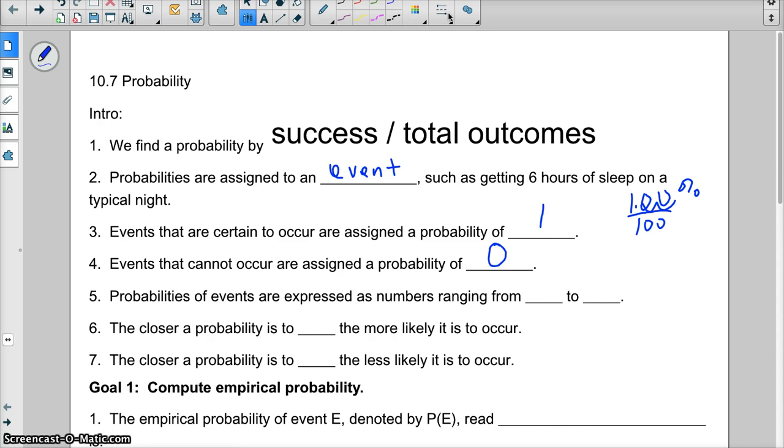Probabilities of events are expressed as numbers ranging from 0 to 1. Exactly. The closer a probability is to 1, the more likely it is to occur. The closer a probability is to 0, the less likely it is to occur. Okay. Questions on our intro to probability?